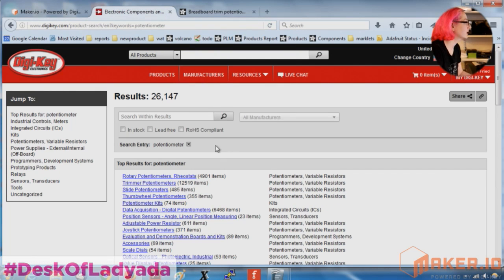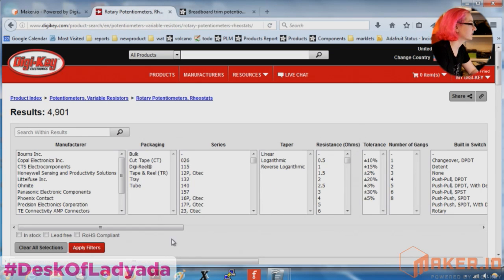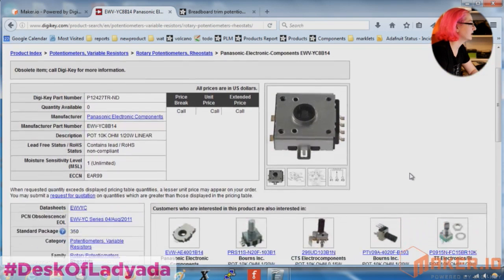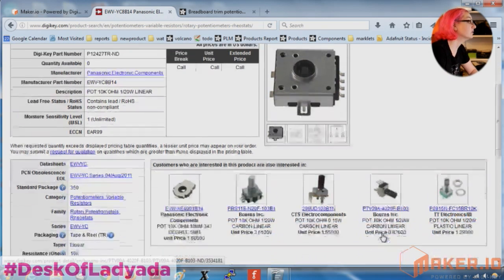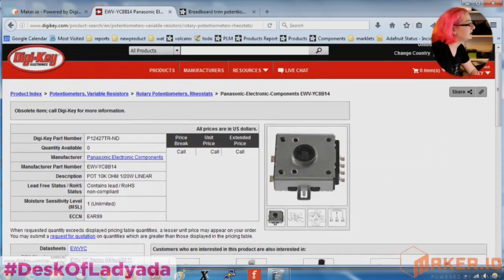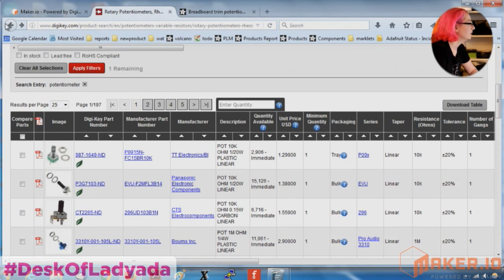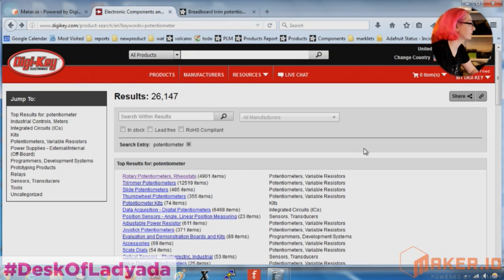So I said, okay, well, can I get an SMT potentiometer, like a rotary potentiometer that was surface mount that came on tape and reel, for example? And the answer was no. There was only one part that came up, and it's kind of a weird part. You can get rotary encoders, which was kind of neat, but I really wanted a potentiometer in particular because rotary encoders are more expensive. But unfortunately, potentiometers are all through hole.